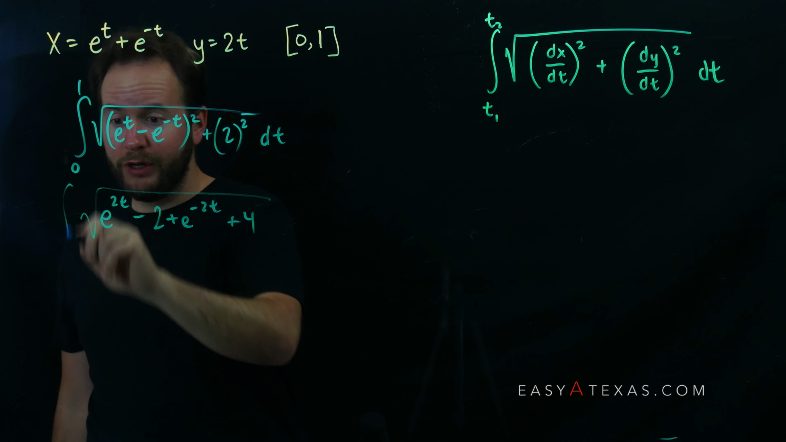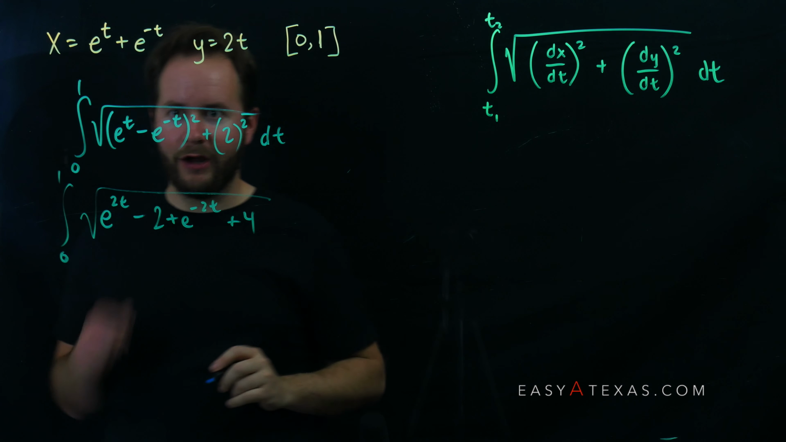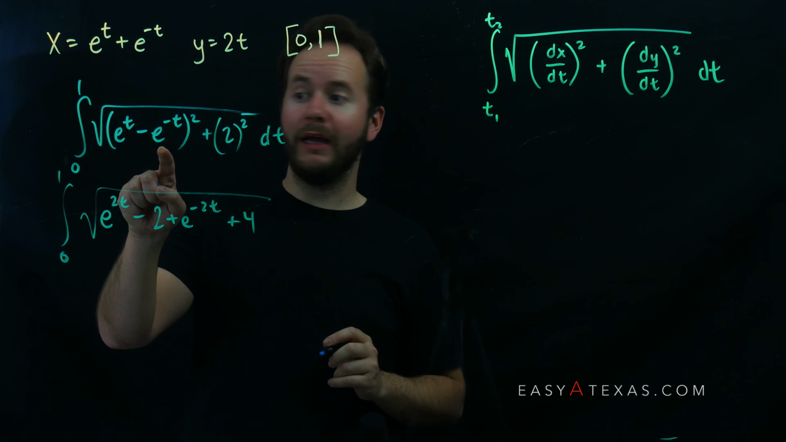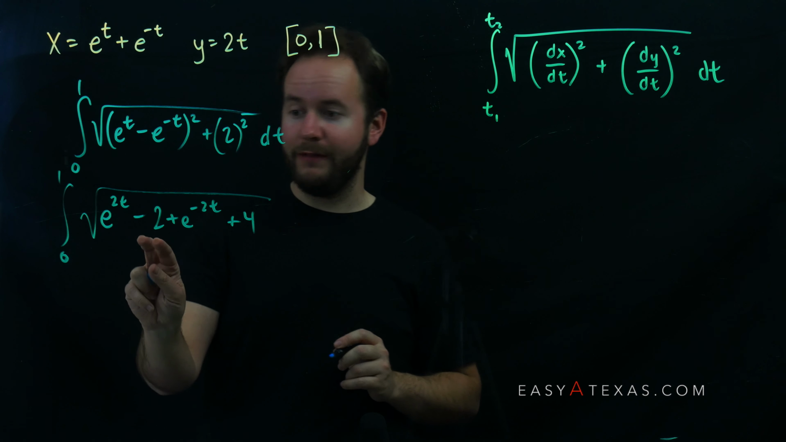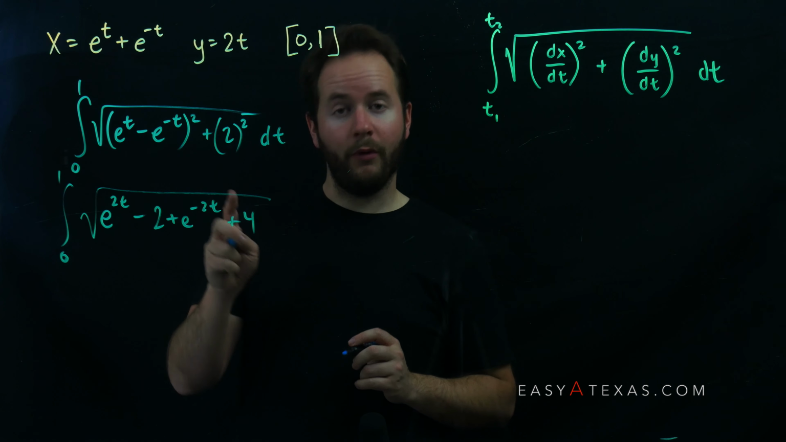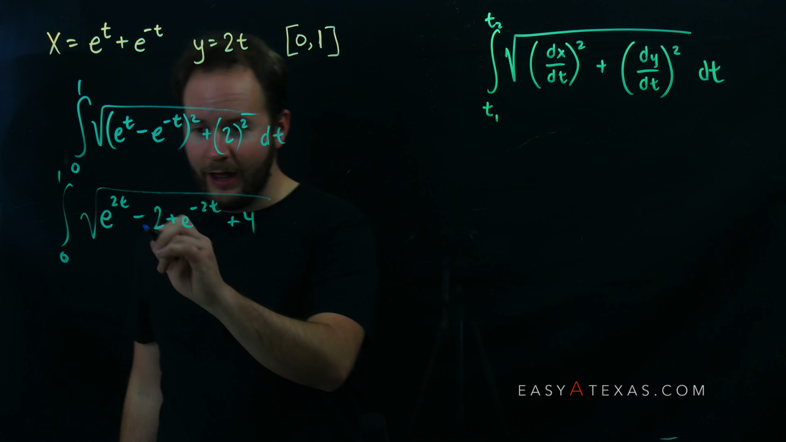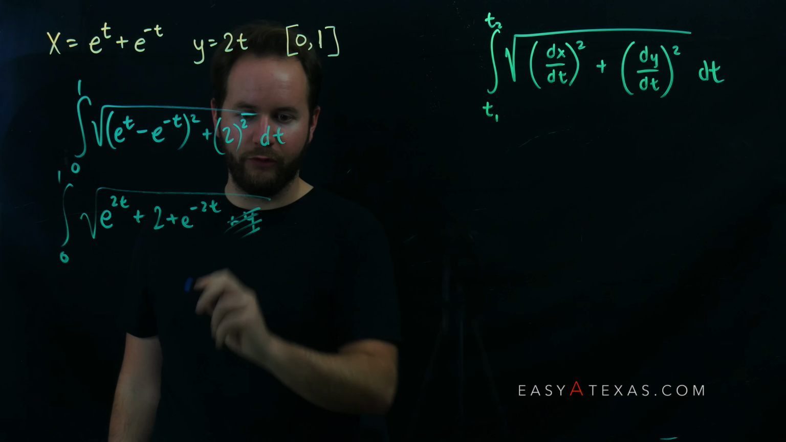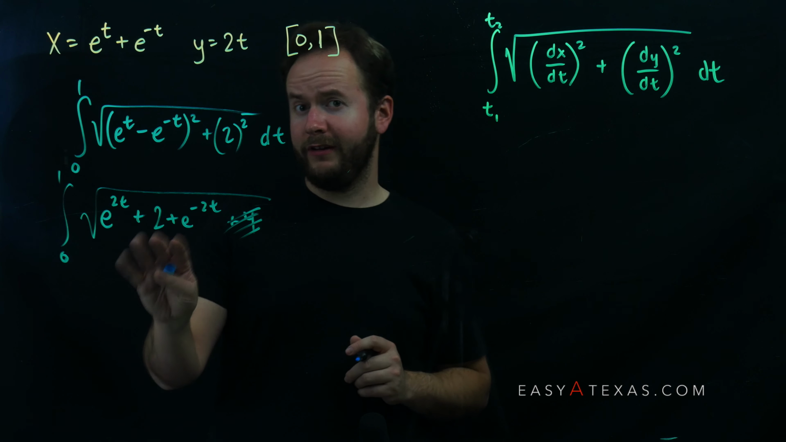Now this is going to be pretty hard to integrate as well, but I want to point out a pattern we should recognize: e^t - e^(-t) squared gave me e^(2t) - 2 + e^(-2t). But when I combine this 4 with this negative 2, I get a plus 2 here, and that plus 4 goes away. And now I should be able to simplify this in a similar fashion.